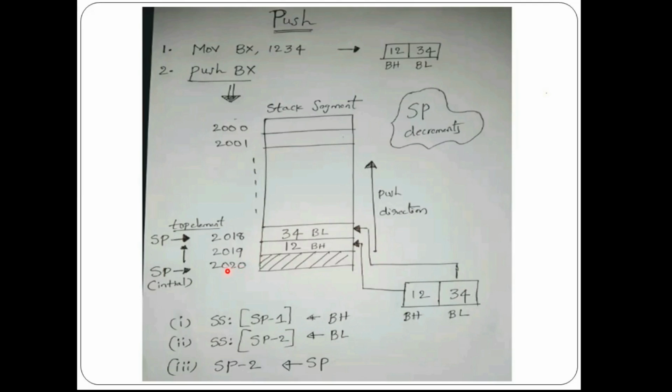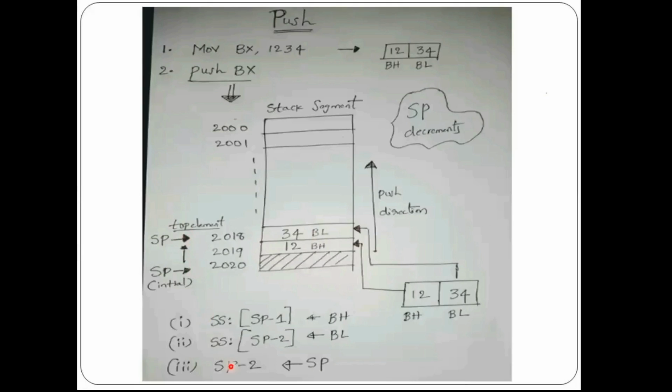2020 minus 2 is 2018. Okay, so here is the place where you are storing the value 34. Right, good. So after performing this push operation, what is the last task that has to be done? You need to update your SP, because since you have performed the push operation, you have to change the SP value.